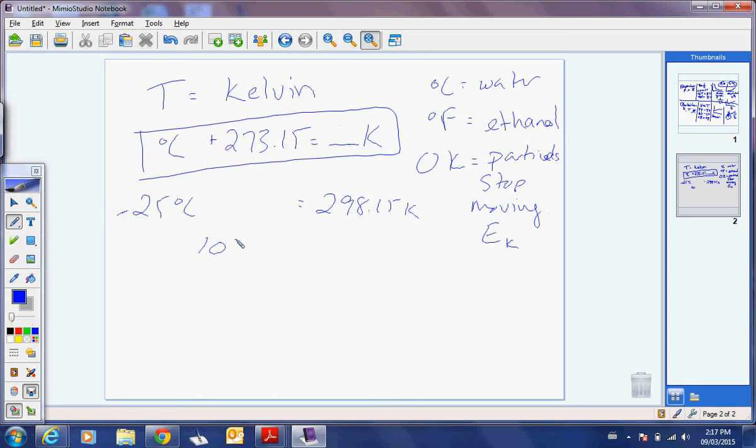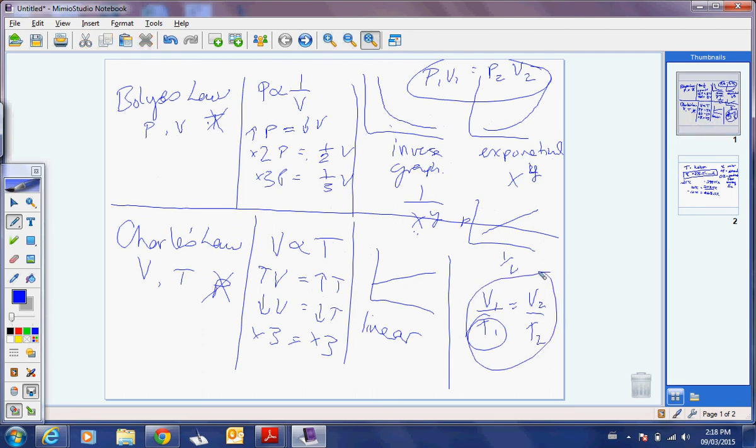So for example, 10 degrees Celsius equals how many Kelvin? 283.15 Kelvin. Negative 10 degrees Celsius equals 263.15 Kelvin. Okay? You happy with that? And so you have to convert to Kelvin before you can plug it in to this V1 over T1 equals V2 over T2 relationship. Happy? Yes. Awesome.